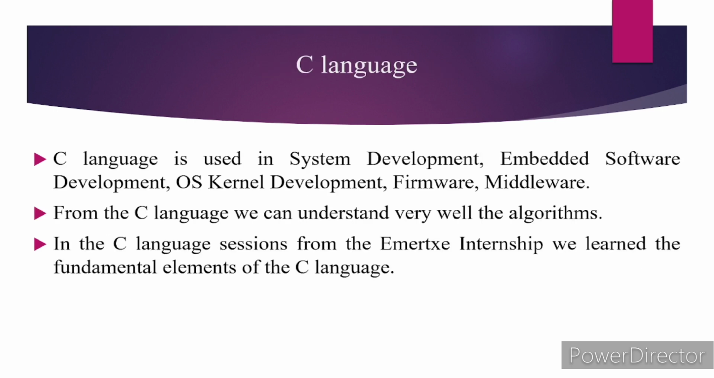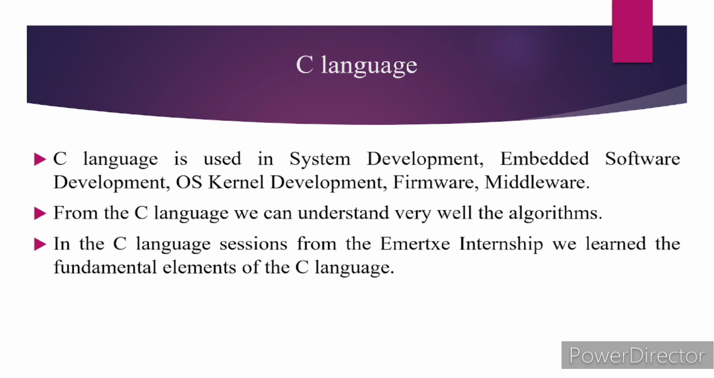Moving further with programming languages, first we will see C language. C language is used in system development, embedded software development, OS kernel development, firmware, and middleware. Firmware is software that is attached to hardware for the interface between hardware and software. Middleware is the interface between OS and applications. From the C language, we can understand algorithms very well. Algorithms can be understood in a simple way by using C language.